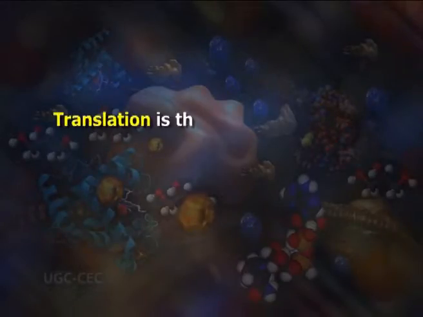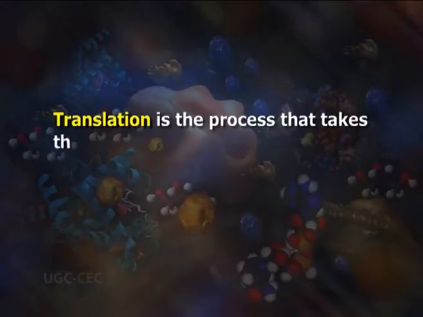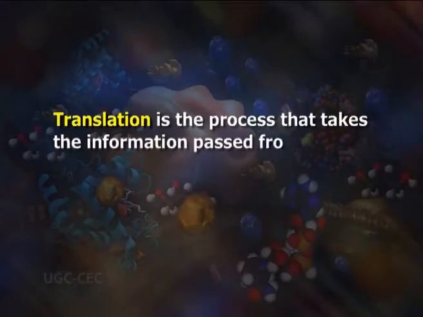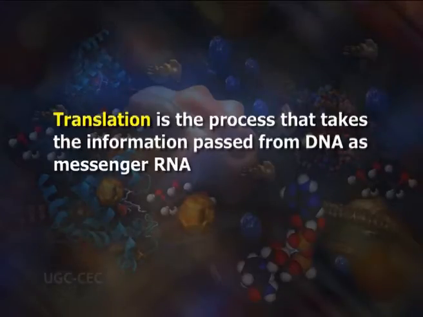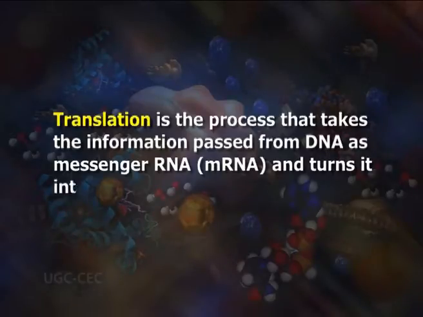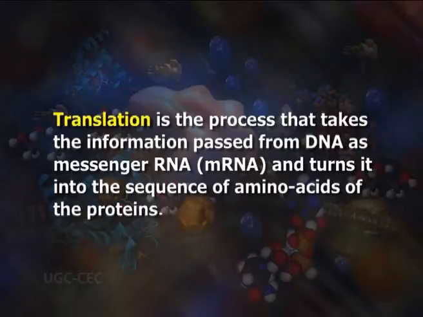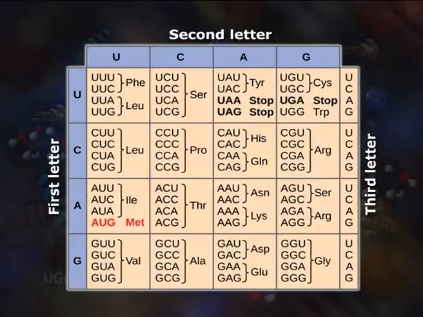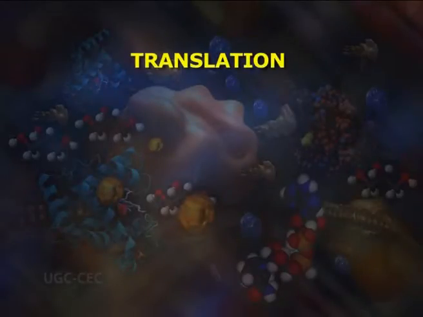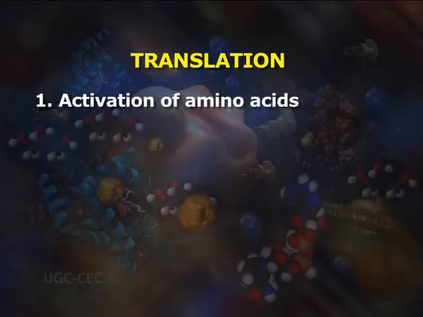Translation is the process that takes the information passed from DNA as messenger RNA, abbreviated as mRNA, and turns it into the sequence of amino acids of the proteins. The mRNA possesses 64 types of triplet codons. The process of translation occurs in the following steps. Step 1. Activation of amino acids.